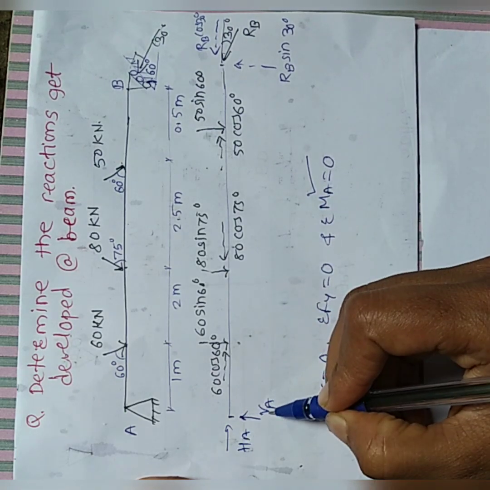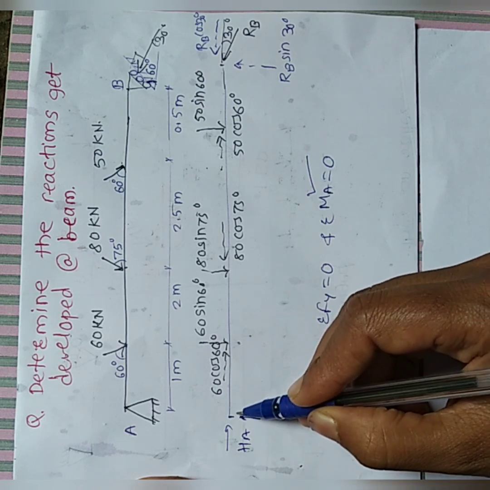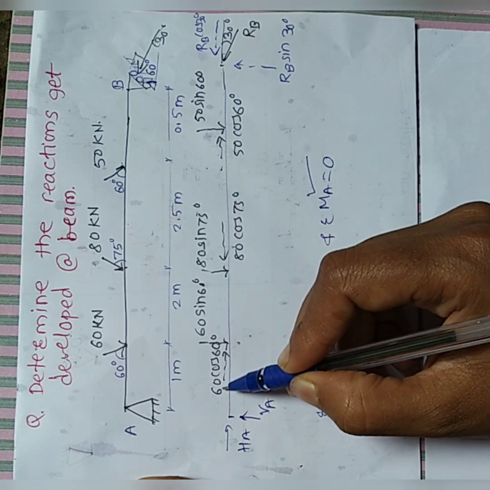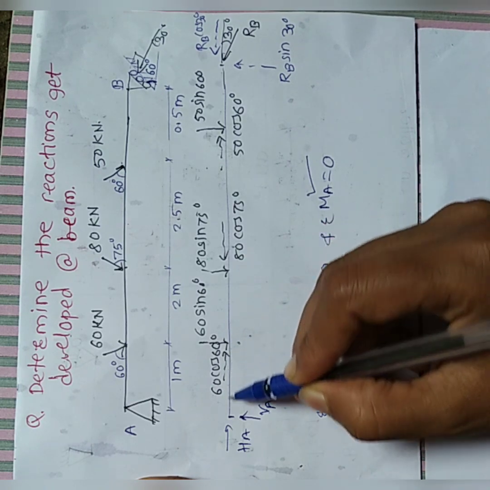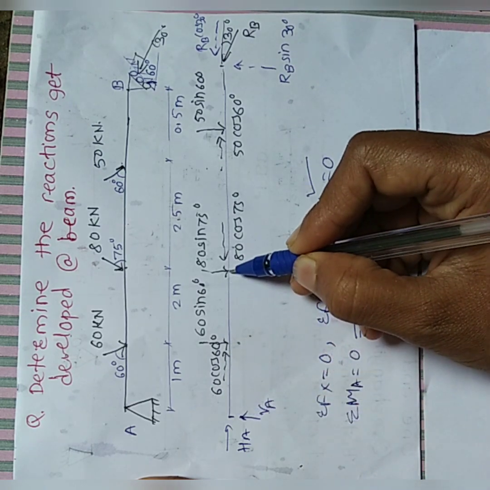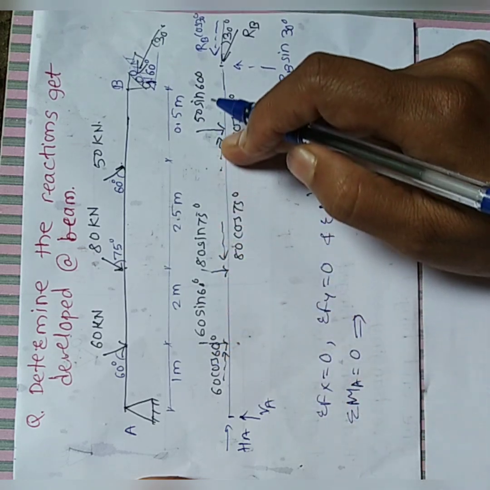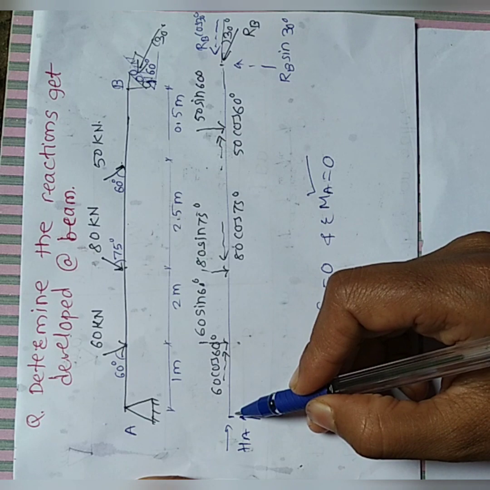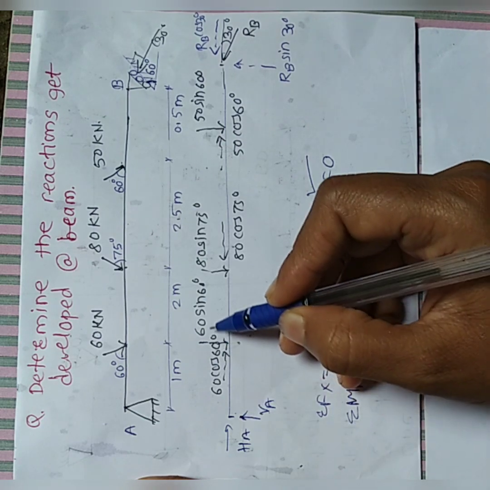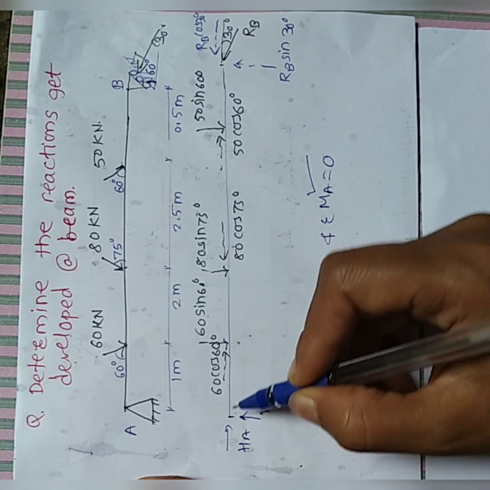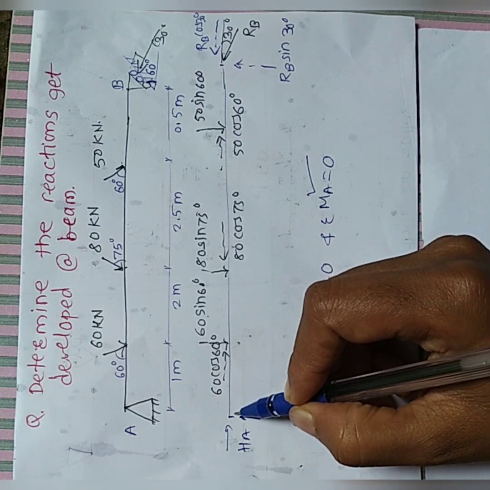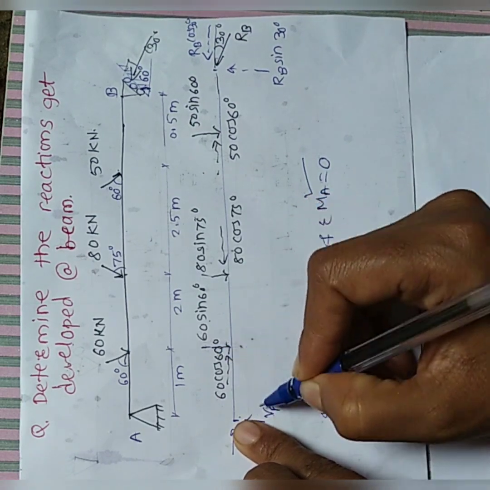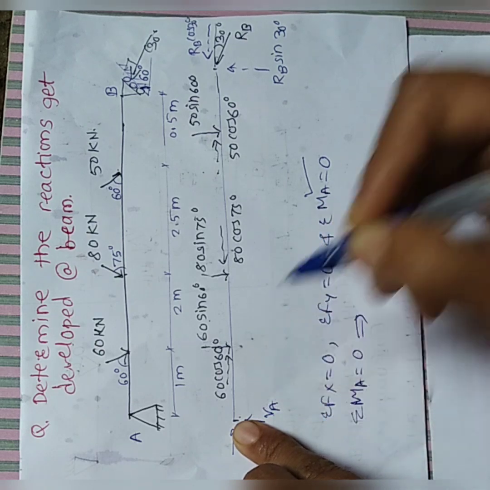Since HA and VA pass through the same point of action as that of A, these two components become 0. This 60 cos 60 is also passing through the same line of action. That's why all the horizontal components along the x-axis, we won't consider in summation of moment at point A. So 60 sine of 60 degree, with respect to point A we are taking the moment. With respect to point A, how does it rotate? Clockwise. That's why it is taken as positive.